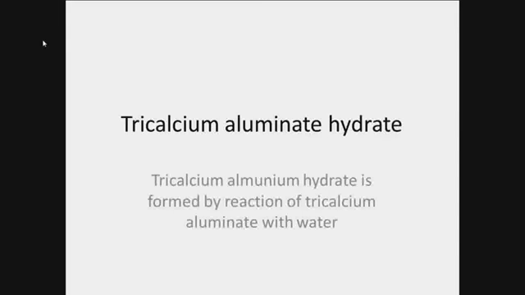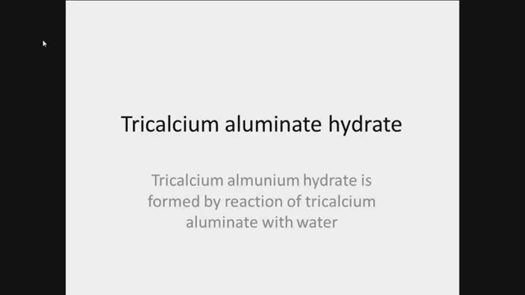Then we have tricalcium aluminate. The amount of tricalcium aluminate in most cements is comparatively small, but its behavior is very important. The reaction of pure tricalcium aluminate with water is very violent and leads to immediate stiffening of paste. This immediate stiffening of the cement paste is called a flash set. That means tricalcium aluminate is mainly responsible for the flash set of cement.